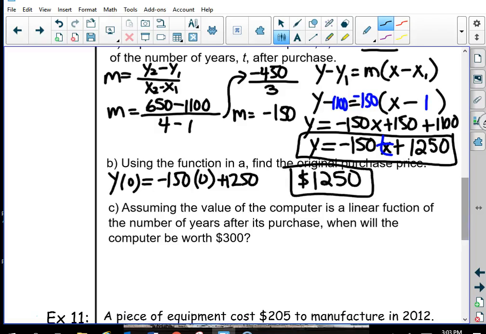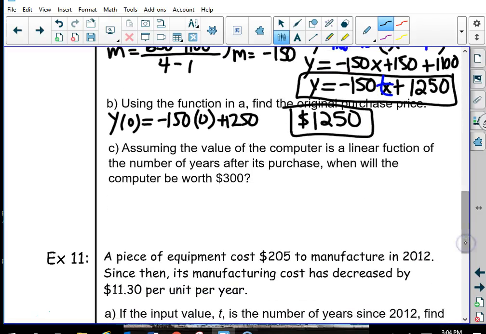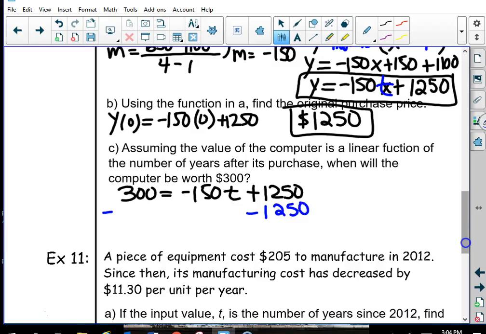Assuming the value of the computer is a linear function, well, we've been doing that all along. When will the computer be worth $300? So 300 is equal to negative 150 times t plus 1250. So we just plug in the 300 for the cost, the price, and it looks like we get negative 950 equals negative 150t. Sorry, that's negative 950.